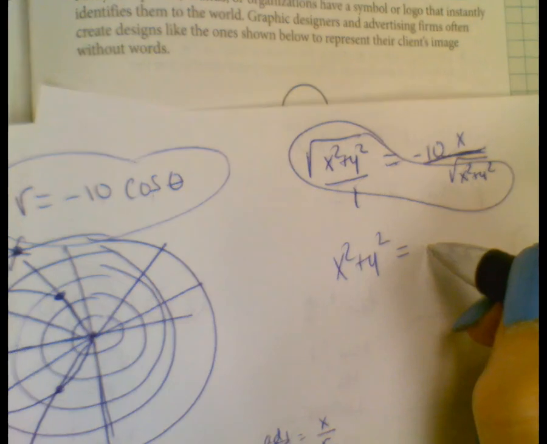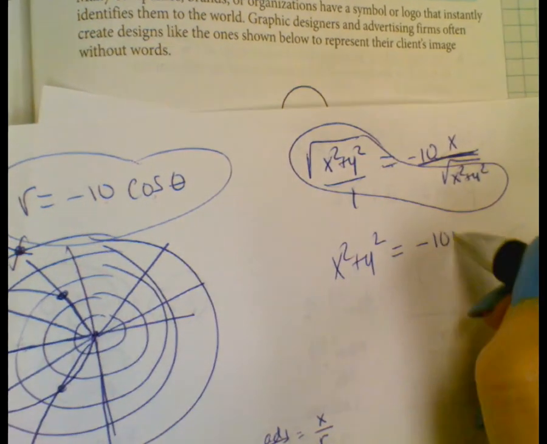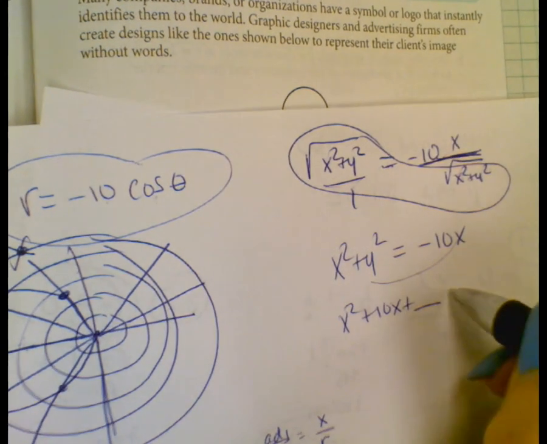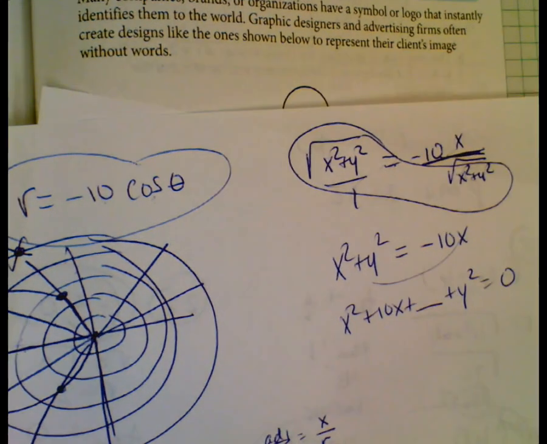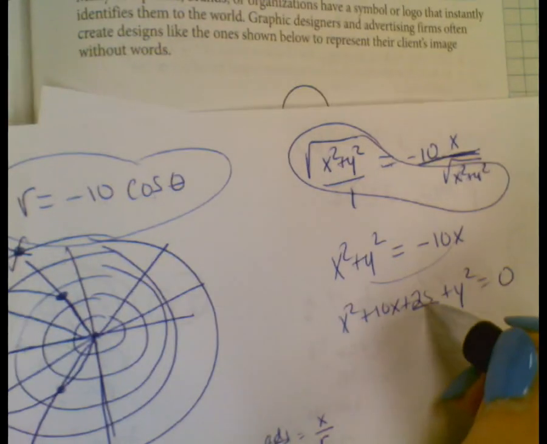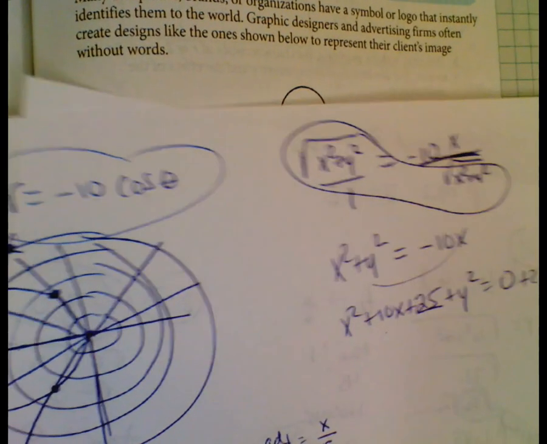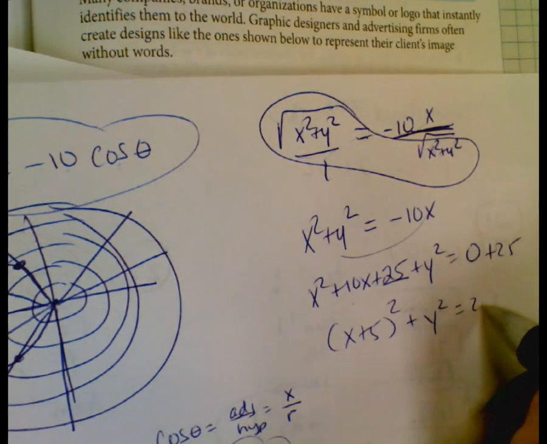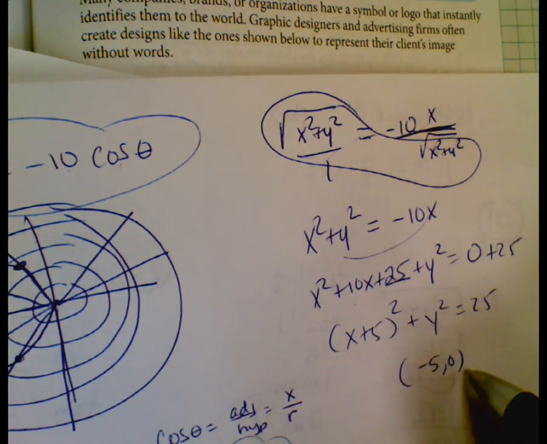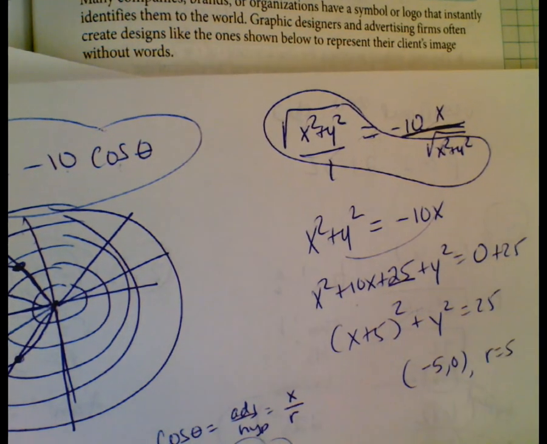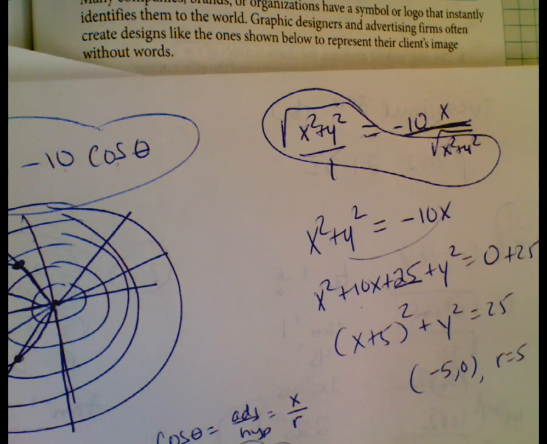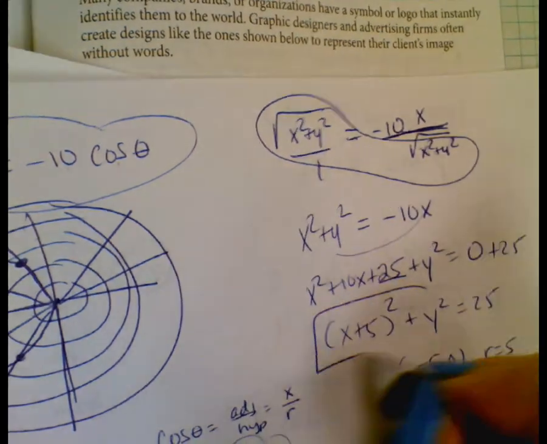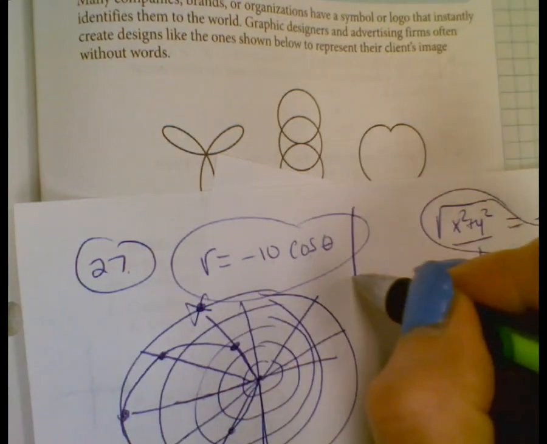So this is x squared plus y squared equals negative 10x. Now we're going to add this to the other side and make the side equal to 0. Half of 10 is 5, squared is 25. Add 25 to the other side. So this is x plus 5 squared plus y squared equals 25, for a center of negative 5, 0, radius r. Radius 5. So this is rectangular form. This is polar form.